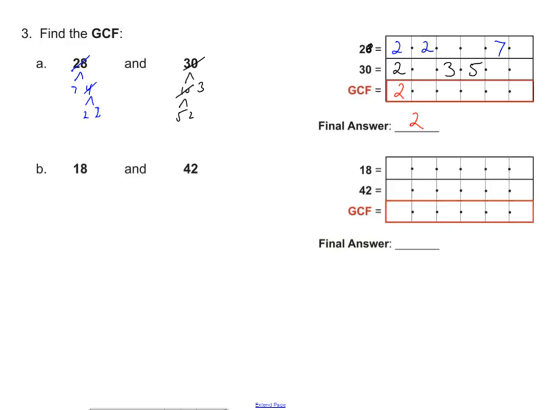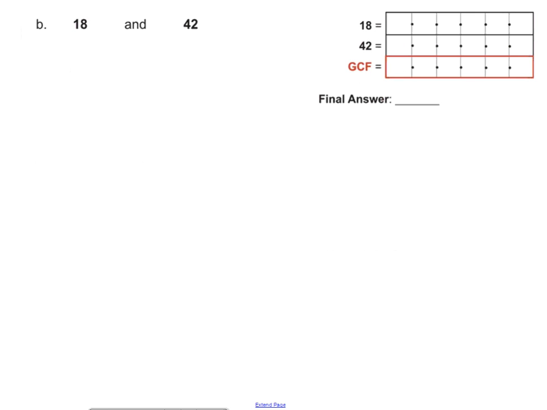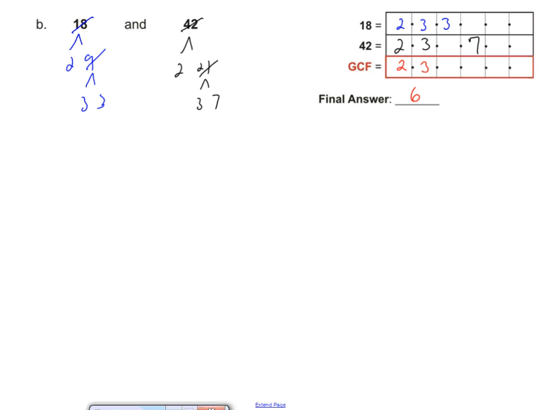Okay, so let me pause the video and you guys go ahead and do B. All right, on 3, out loud, give me your answer. 1, 2, 3. 6. All right, great. I heard a nice, loud, resounding 6. Because that 18 is a 2 times 3 times 3. And 42 is a 2 times 3 times 7. Method makes it pretty easy, doesn't it? Not a whole lot of thinking involved.